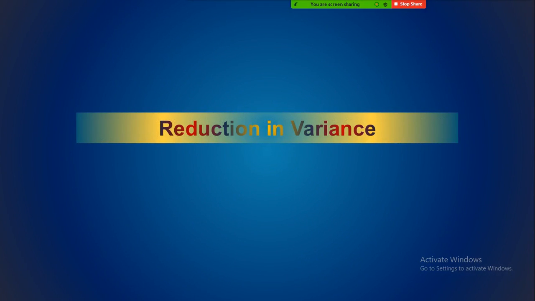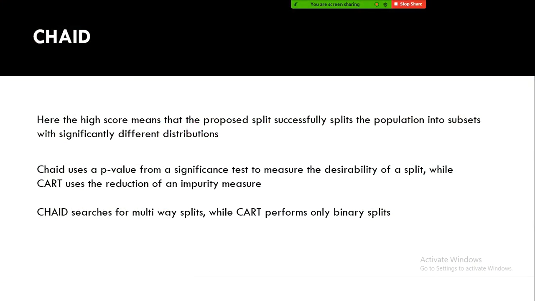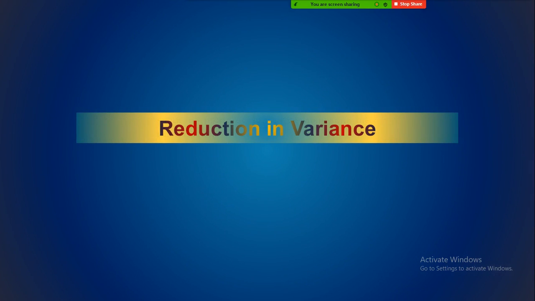Next one is reduction in variance. The reduction in variance algorithm is used in the case of regression tree. What do you mean by regression tree? To solve a regression problem. So far we discussed the classification problem. To solve a regression problem, we have to fit the regression tree. In that case, the dependent variable is supposed to be a numerical or quantitative variable. In that case, behind the scenes the algorithm uses the reduction in variance.